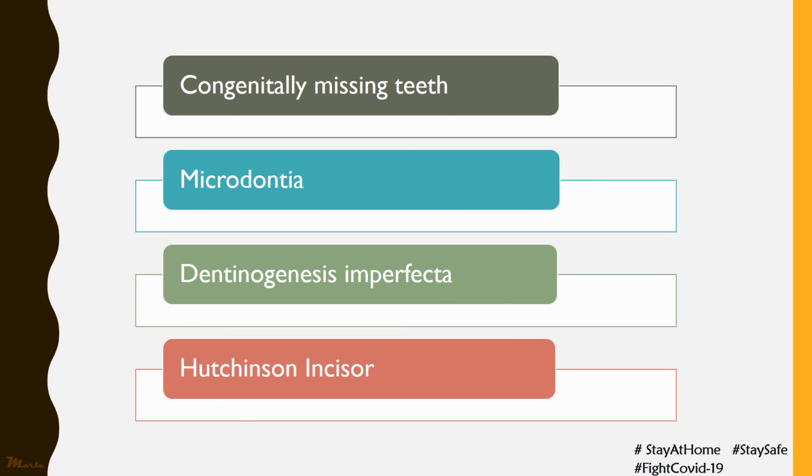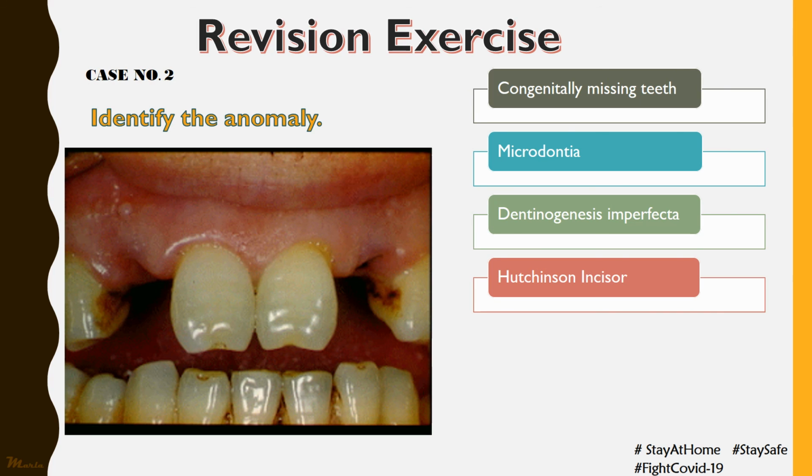Is it a congenitally missing tooth? Is it microdontia? Is it Dentinogenesis imperfecta? Or is it Hutchinson's incisor? Take a look at the anomaly one more time. You have 1 minute.